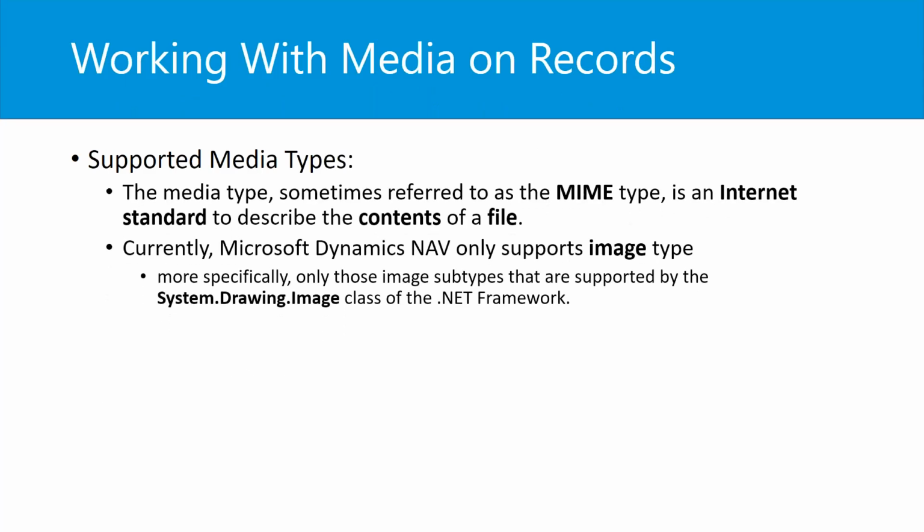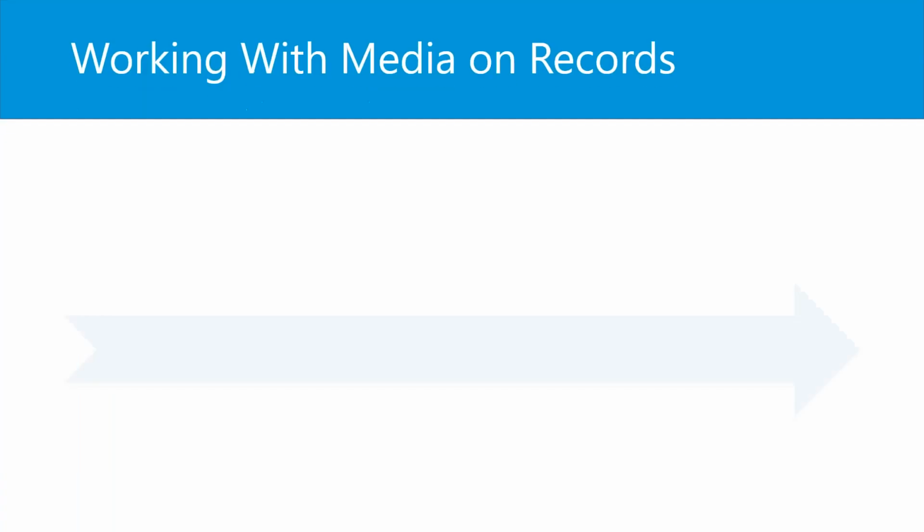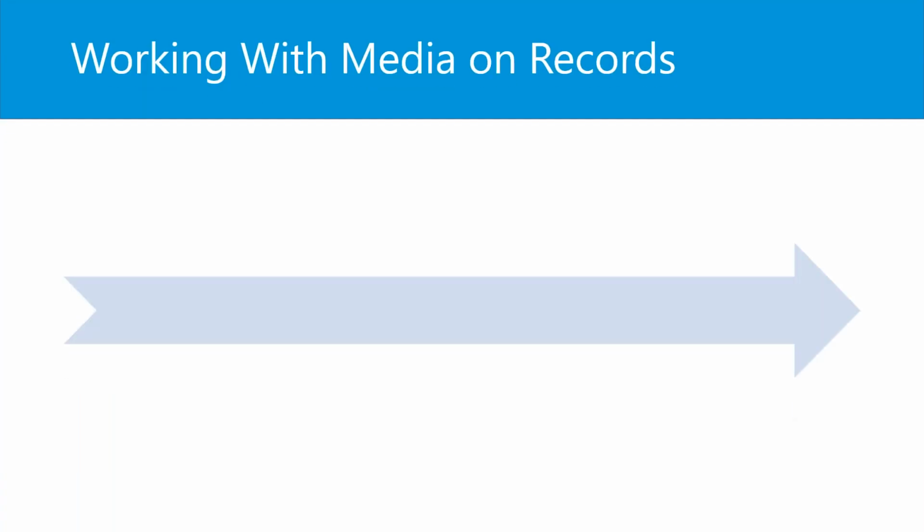There are a number of media types which are supported. Basically, we're using the MIME type. It's an internet standard which is being used to describe the contents of a file. Dynamics NAV supports image data types which correspond to the System.Drawing.Image class of the .NET Framework. If you go into the documentation, or if you have a look at the help, you will notice which image types are supported. I had them here on my slide, but I wasn't 100% sure that that's still the case in the current release. There were some limitations, but I think now we can use almost all of these image types. So how does it work? What do you need to do to get started with these images?